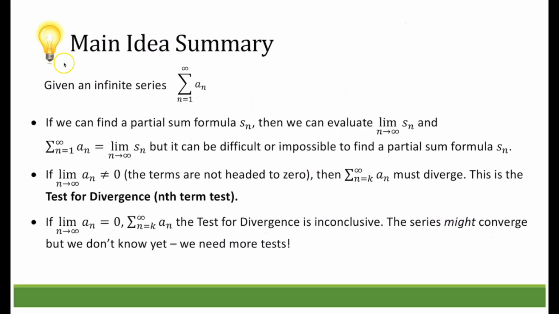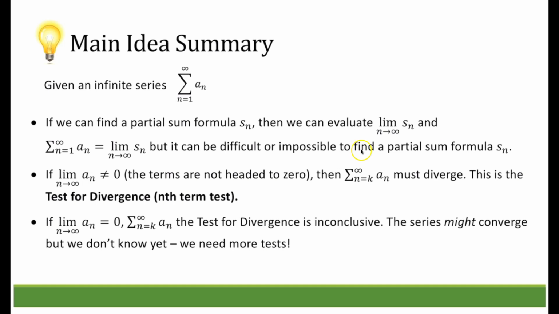Let's do a main idea summary or a recap. Let's say we're given an infinite series, the sum from n equals 1 to infinity of a sub n. If we can find a partial sum formula, s sub n, then we can evaluate the limit as n approaches infinity of s sub n, and the infinite sum is equal to that limit. But it can be difficult or impossible to find a partial sum formula s sub n. One that you can find is telescoping, but definitely not all series are telescoping.